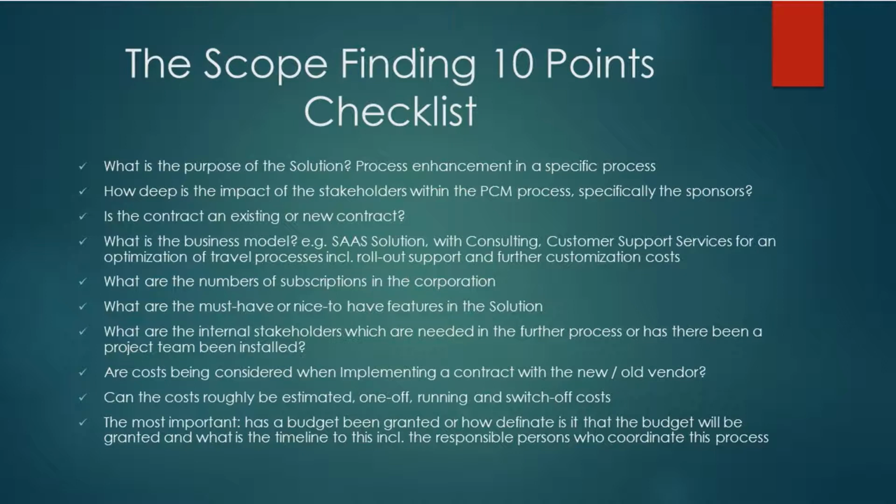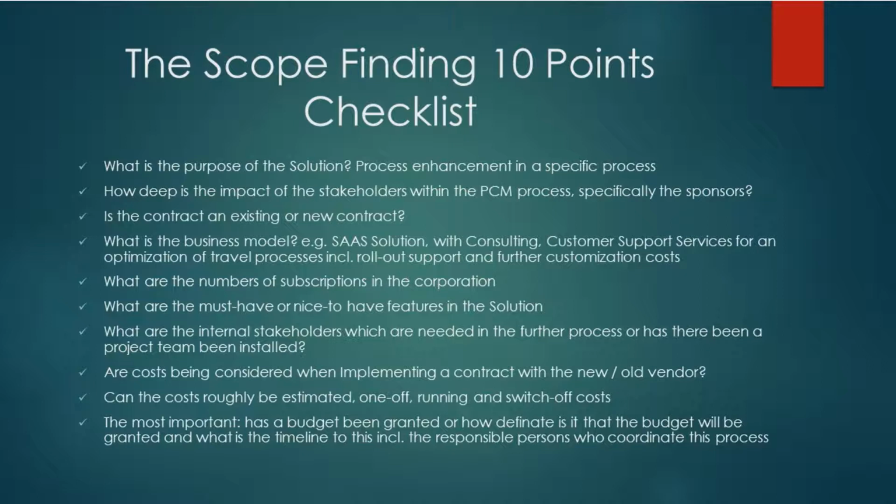Next, we're going to look at the costs being considered when implementing a contract with the new or old vendor. What costs are actually being looked at? All these costs which I mentioned above, like customer support services, optimization of travel processes within the rollout support, and customization costs, they all actually need to be looked at. Think of the new and old vendor and what costs are going to be applied. So you can do something like a business case, for example. This would help you.